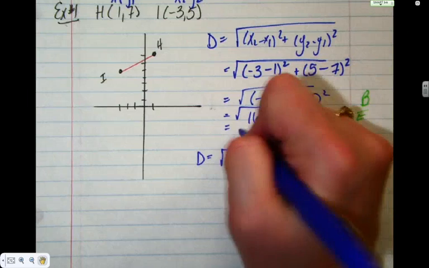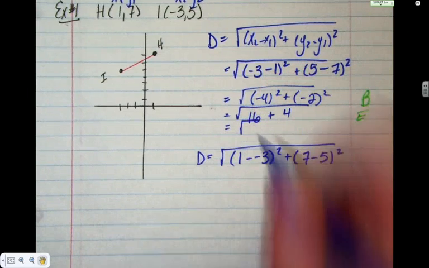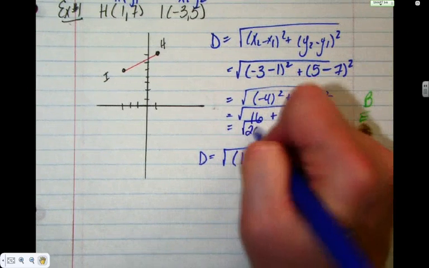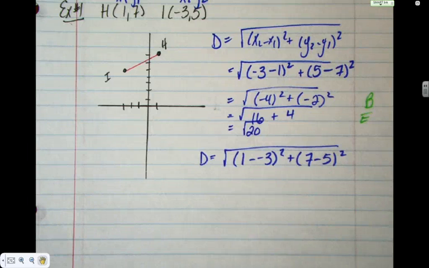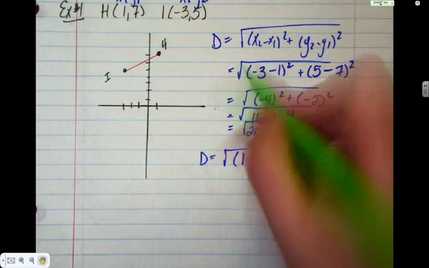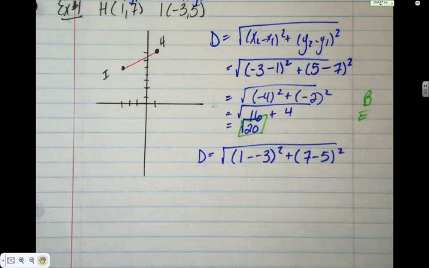Now we're just going to add those together. 16 and 4 is 20. We could grab our calculator and get the decimal value, but we don't. That's a distance. It's root of 20. We're done. That's the length between those two points.